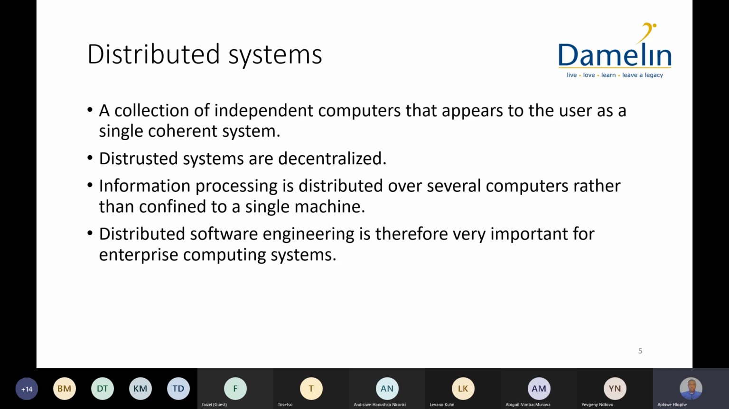Information processing is distributed over several computers rather than confined to a single machine. Okay, so the processing of information happens at different sites, different locations. Distributed software engineering is therefore very important for enterprise computing systems. I just want to show you guys this picture in the next slide.